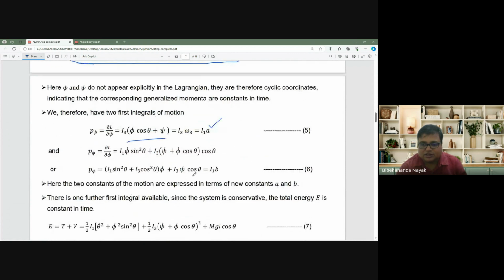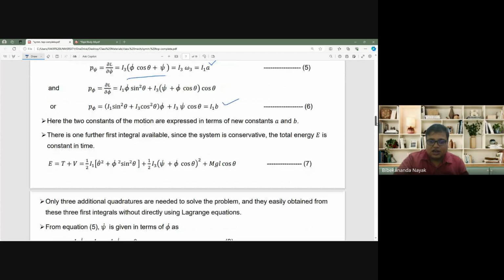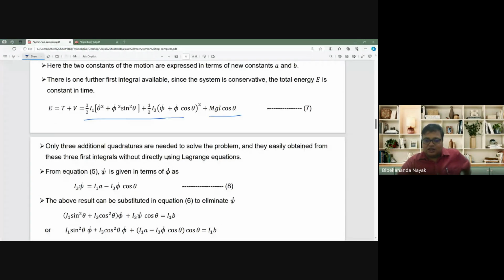I can write p phi is equal to a constant, I1 b. So now the total energy, T plus V, can be written as T is this and V is mgl cos theta. Only 3 additional quadratures are needed to solve this problem, and they are easily obtained from the 3 first integrals without any Lagrange equation. Here Lagrange's equation, d by dt of del L by del q dot minus del L by del q, cannot give the solution directly, but using the knowledge of energy and the Lagrangian, we can derive the solutions using the quadrature formula.